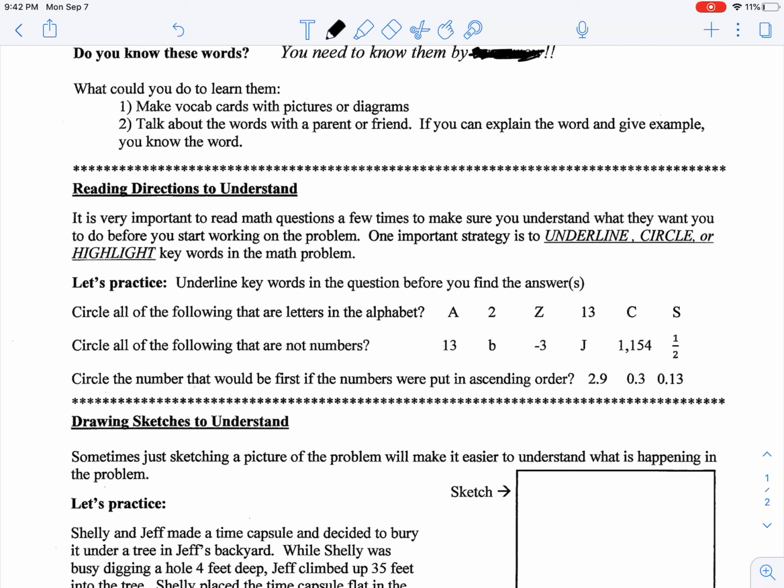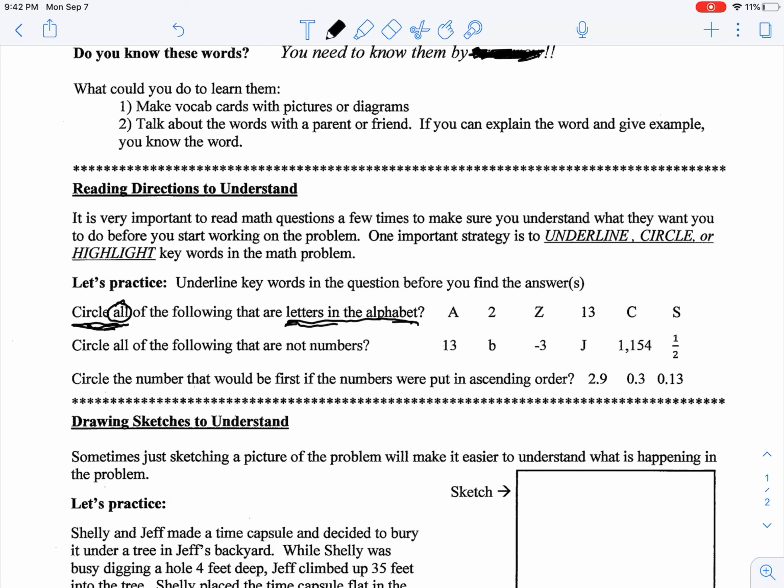So let's get a couple practice ones in here. So underline the keywords in a question before we find the answers. So it wants us to circle all of the following that are letters in the alphabet. So it's asking us to circle all, so that's something important in the directions that we need to follow, making sure that we are circling all of these things, not just one example. And then we want letters in the alphabet.